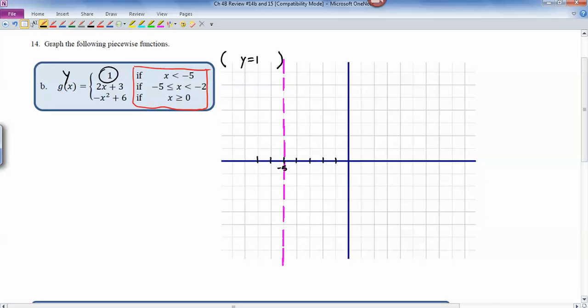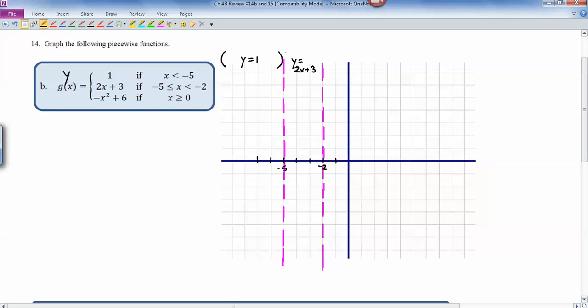Okay. The next chunk is going to happen between -5 and -2. So I'm going to draw a line at -2 here, -2 all the way down. And in this region of the graph, when I'm between -5 and -2, I want my graph to look like y equals 2x plus 3. So this region right here should look like y equals 2x plus 3.